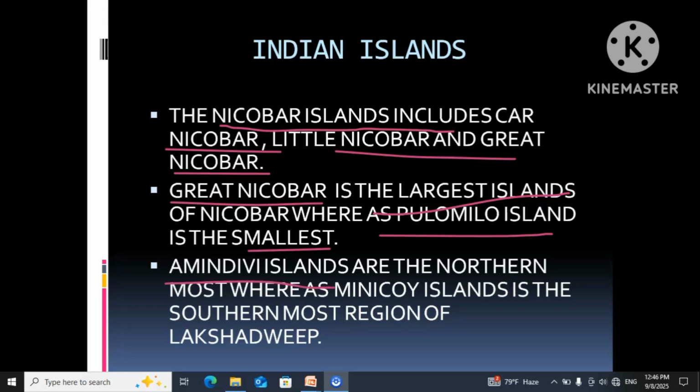Amindivi Islands are the northernmost, whereas Minicoy Island is the southernmost region of Lakshadweep. So we will have another major island group, that is Lakshadweep. Here, the northernmost point is Amindivi Island, and the southernmost is Minicoy Island.